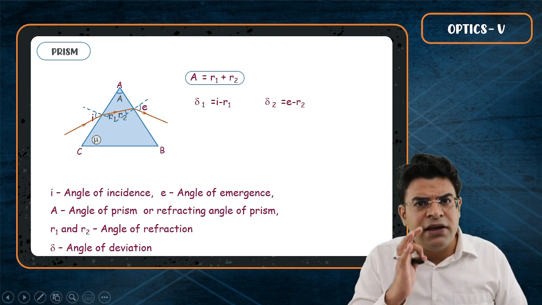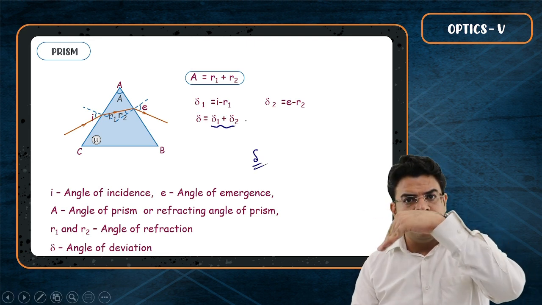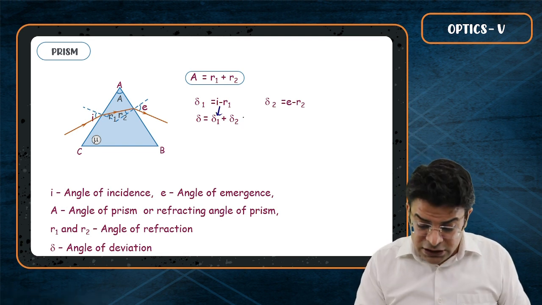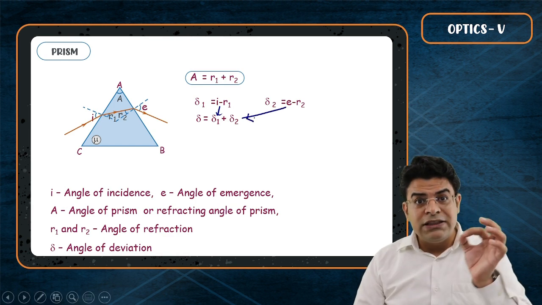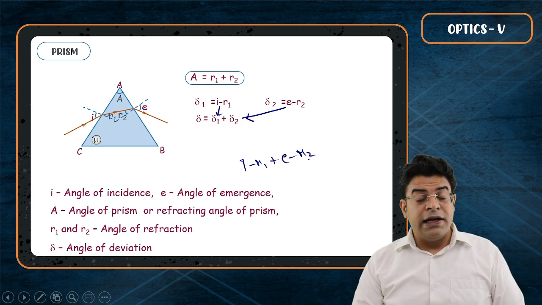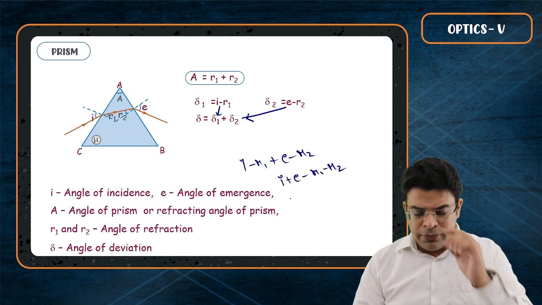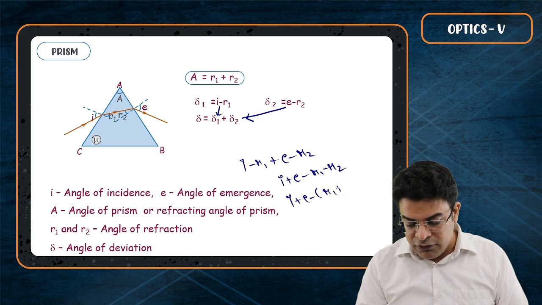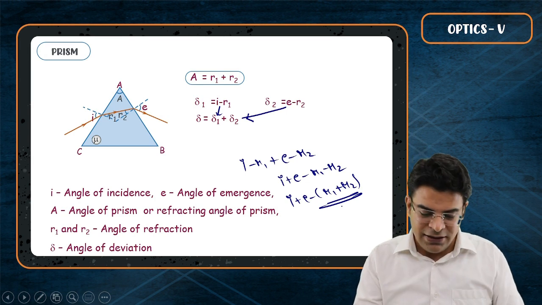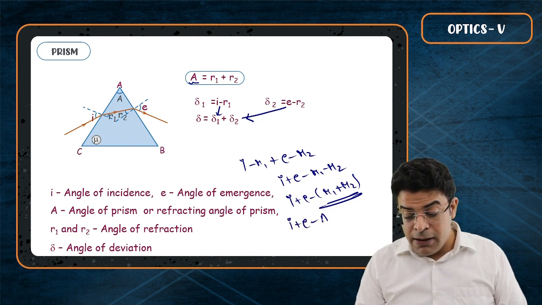And you will say that the net deviation delta is nothing but the deviation on the first surface plus the deviation on the second surface. The deviation on the first surface is I minus R1. The deviation on the second surface is E minus R2. So the net deviation is I minus R1 plus E minus R2. That can also be written as I plus E minus R1 minus R2, which is I plus E minus times of R1 plus R2. And we know that the sum of the internal angles of refraction is nothing but the apex angle. So we can say that the net deviation is I plus E minus A.